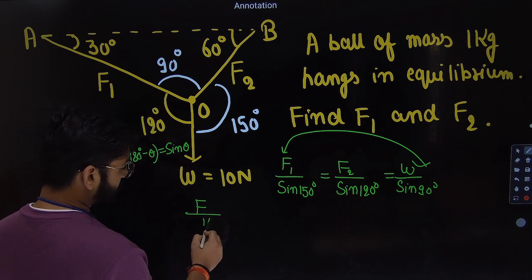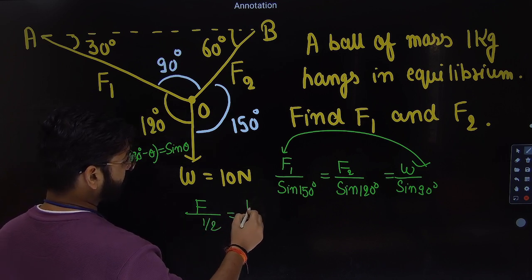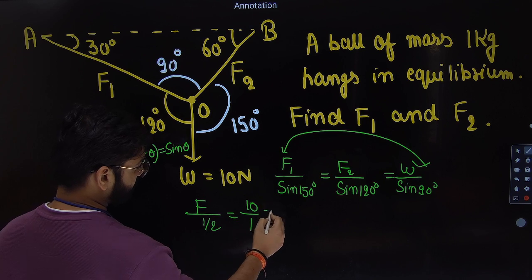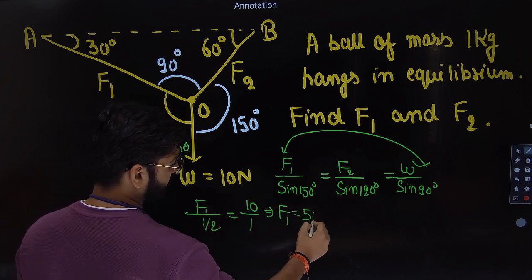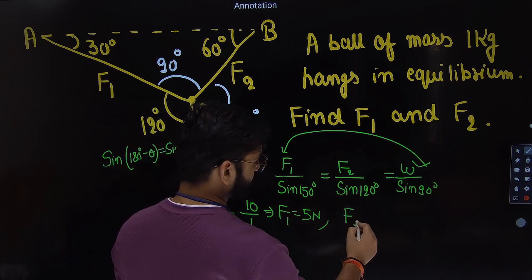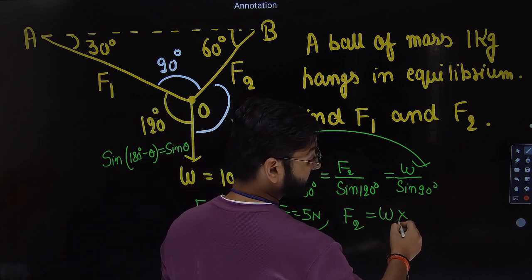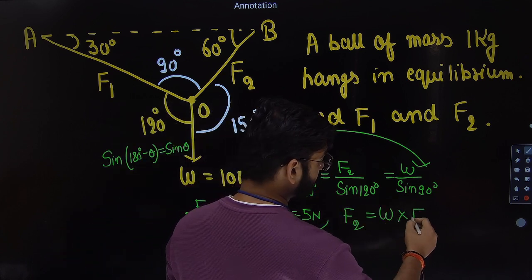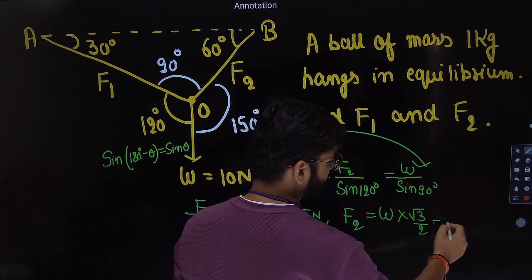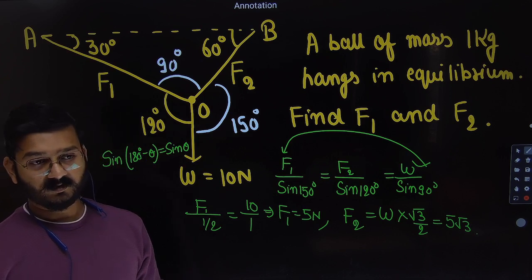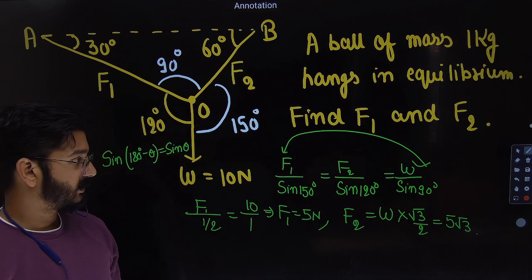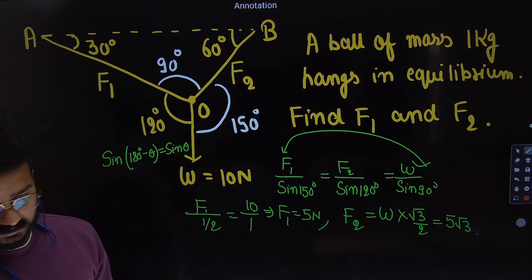Sine 30 is how much? 1 by 2. So W by 10, what is the answer? F1 is 5. F2 will be how much? W, sine 120 is sine 60. What is sine 60? Root 3 by 2. So this will be 5 root 3. Any problem in the calculation? Simple question.